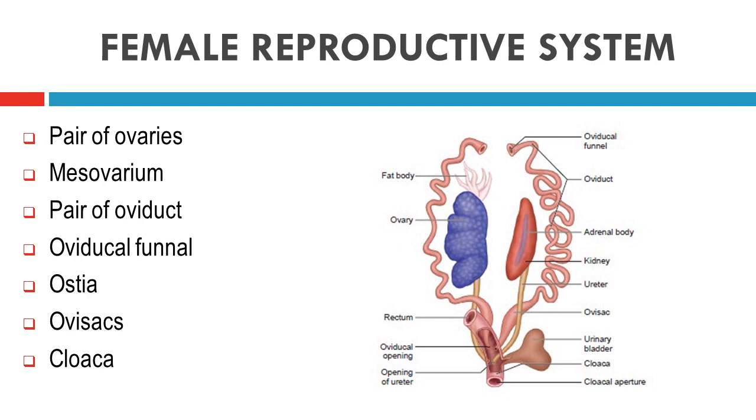So a pair of ovisacs is there. The role of the ovisacs is that the ovum will be stored here. Then through the cloaca the ovum will be released outside. Here the fertilization is not internal. The male frog will release the sperm cells into the water, and the female frog will also release the egg cells into the water.